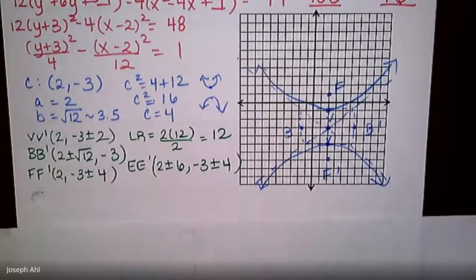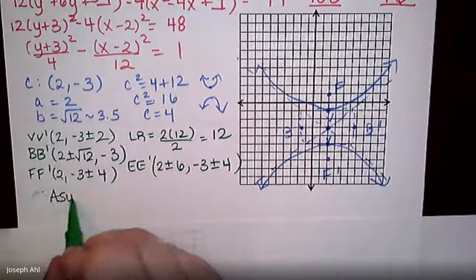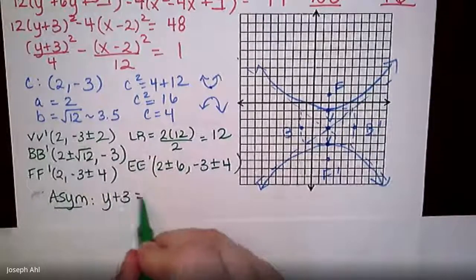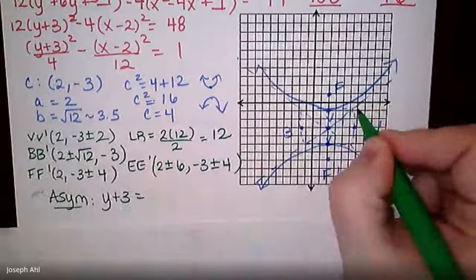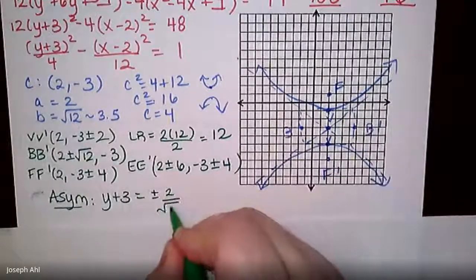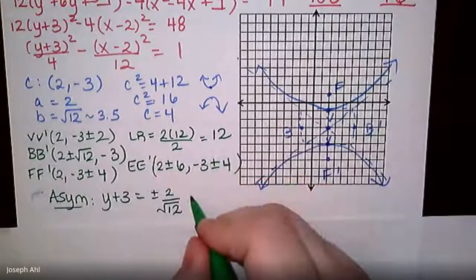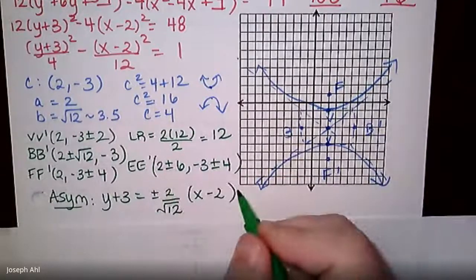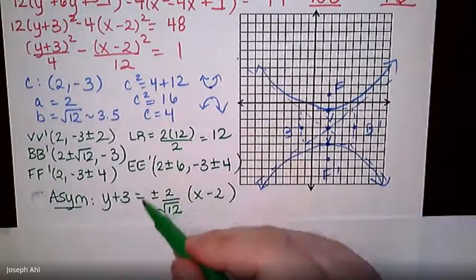And the last step here is to write the equations of the asymptotes. So for the asymptotes, it's going to be y plus 3 equals, what's the slope here? We rise a and run b, so it's plus or minus 2 over the square root of 12. Not the nicest looking slope, but who cares? And then we get times (x minus 2).